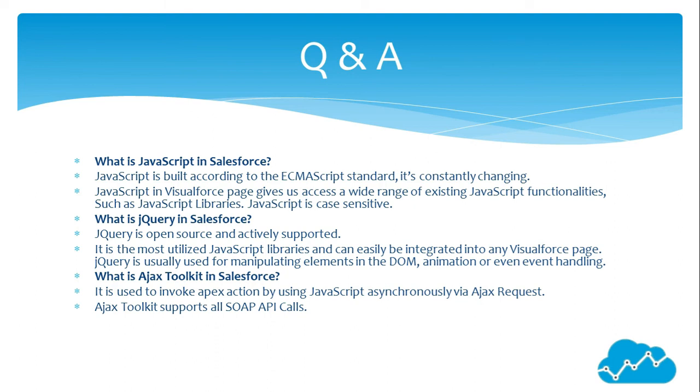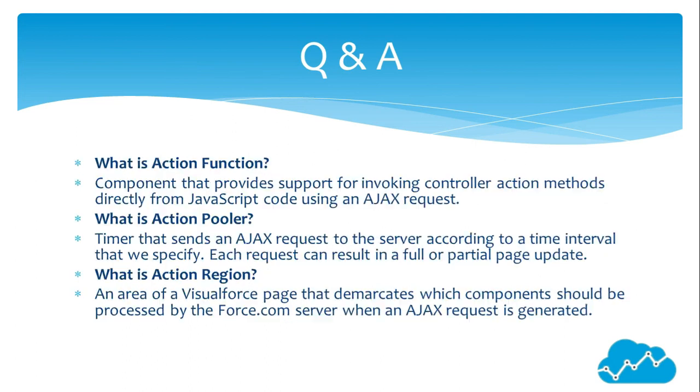What is Ajax Toolkit in Salesforce? It is used to invoke Apex actions by using JavaScript asynchronously via Ajax request. Ajax Toolkit supports all SOAP API calls. What is action function? A component that provides support for invoking controller action methods directly from JavaScript code using an Ajax request.